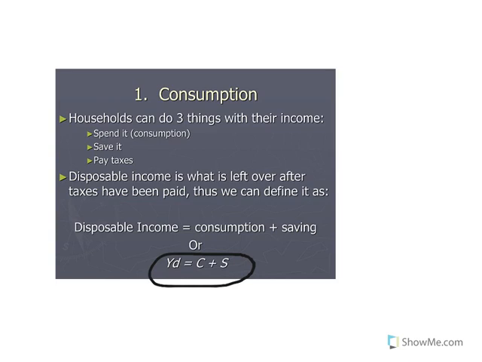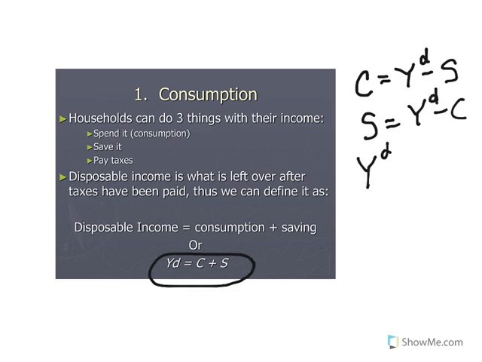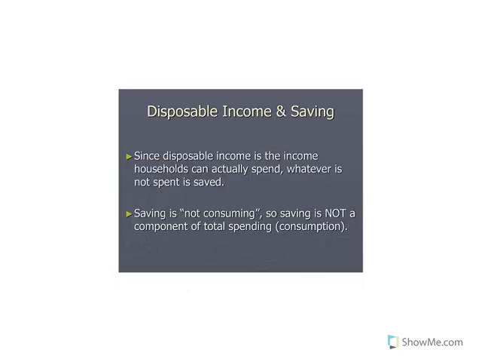What if I wanted you to solve for consumption? Well, then consumption is just going to equal disposable income minus savings. Or if I wanted you to solve for saving, you would just take disposable income and subtract consumption. So again, all of these formulas are the same thing, just showing you the fact that consumption plus savings equals disposable income.